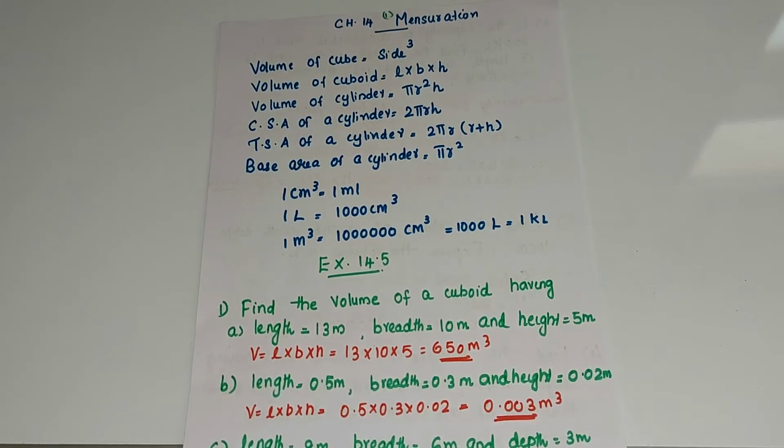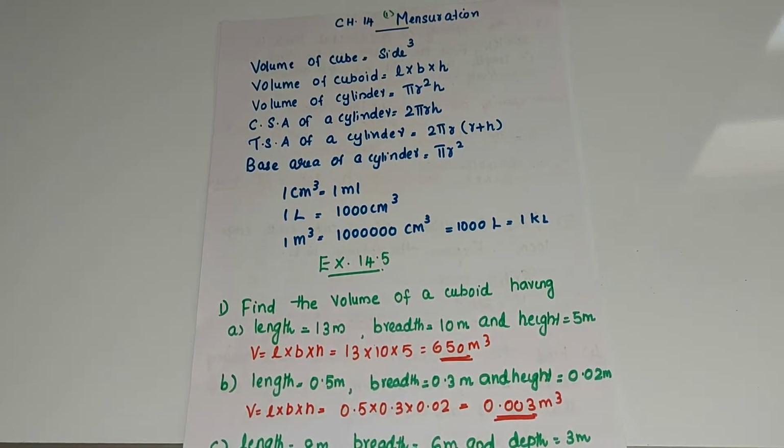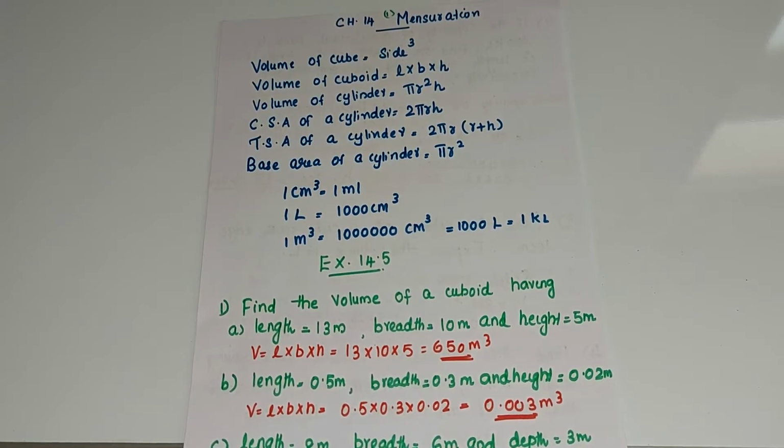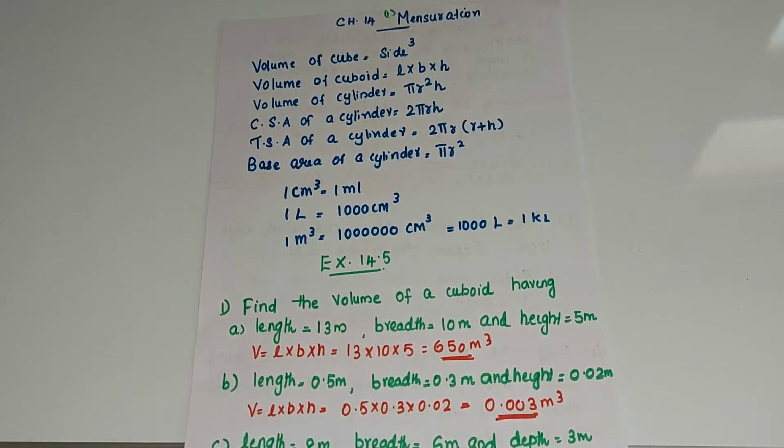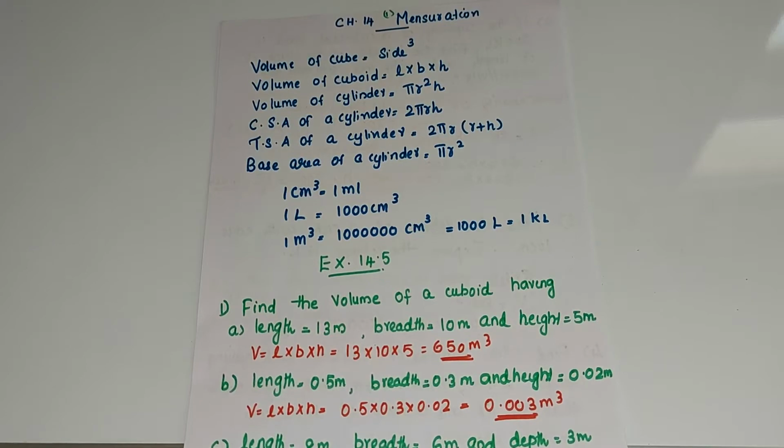Today I am going to do the problems from your chapter Mensuration, textbook Maths 8 by Pearson. Today we are going to do exercise 14.5. Before doing this exercise, first you learn these formulas. That means the volume of cube, volume of cuboid, volume of cylinder, CSA of cylinder, TSA of cylinder, base area of cylinder, and conversion of quantities.